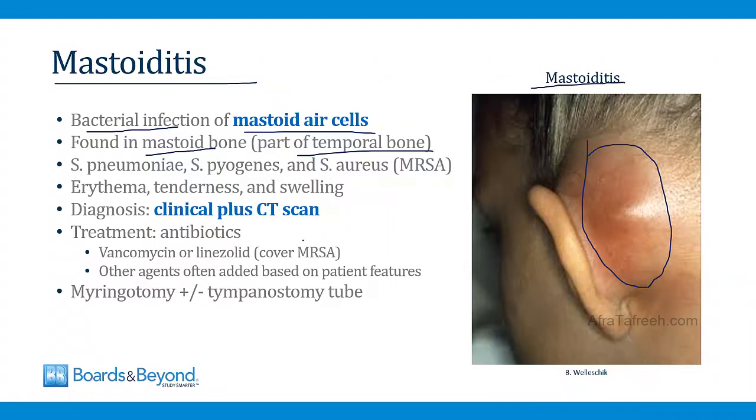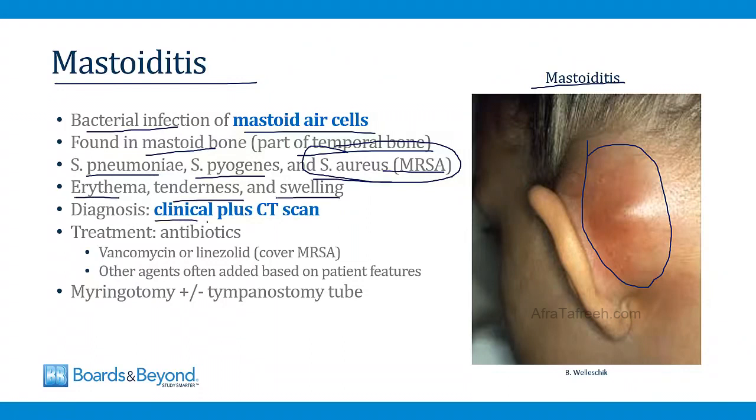Any of the bacteria that cause acute otitis media can cause mastoiditis, but the bacteria that have been most frequently isolated in mastoiditis in clinical studies are strep pneumo, strep pyogenes, and Staph aureus, including MRSA. And because MRSA is sometimes found, you have to cover for that when you're treating mastoiditis. As I said, the symptoms are redness, tenderness, and swelling behind the ear.